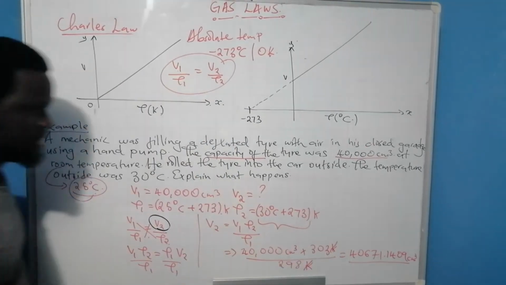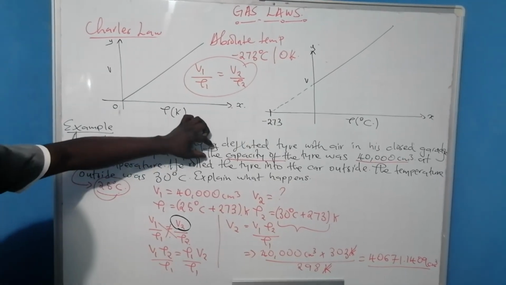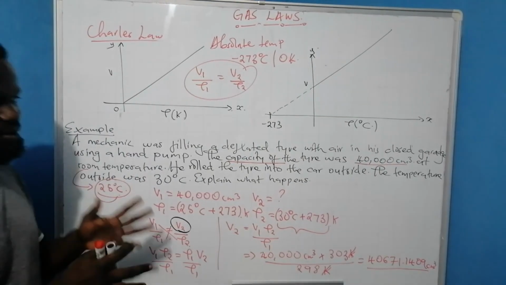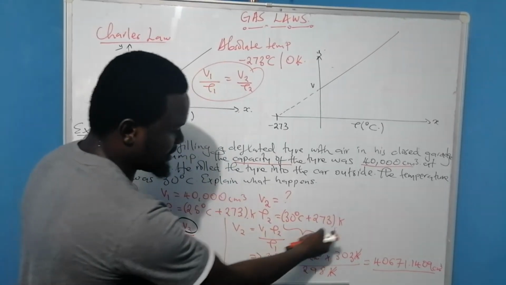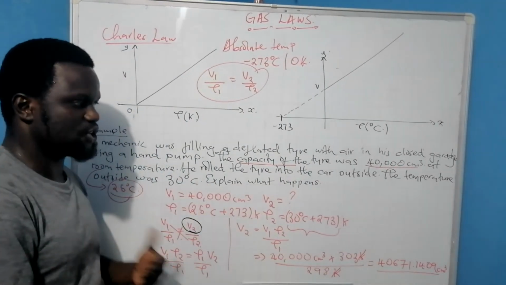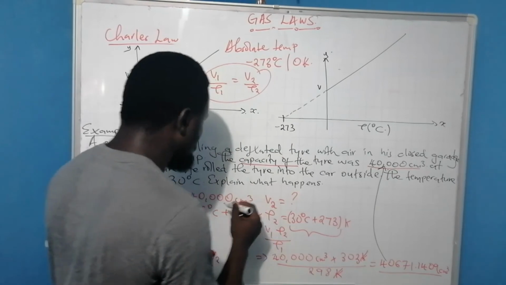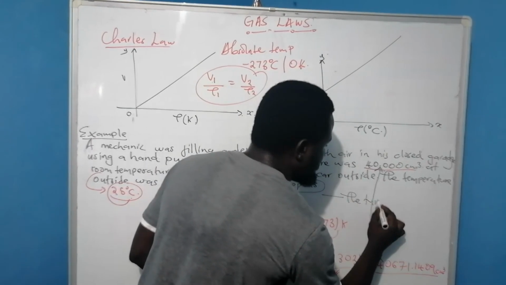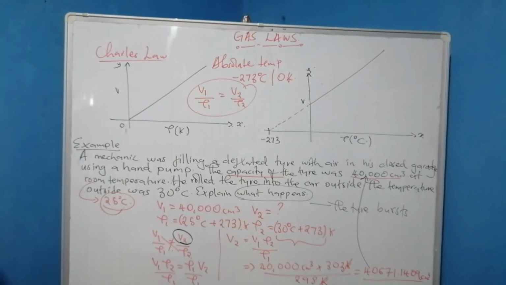So this will be the volume at this temperature. Now, what were we told? Explain what happens. But again, we were told something. The capacity of the tire is 40,000 cubic centimeters. That is the volume of the gas that the tire can contain. But what will be the volume at this temperature? It is 40,671.409 cubic centimeters. It means that this one is above the capacity. So what will happen? The tire bursts. So that is how we can answer such a question.